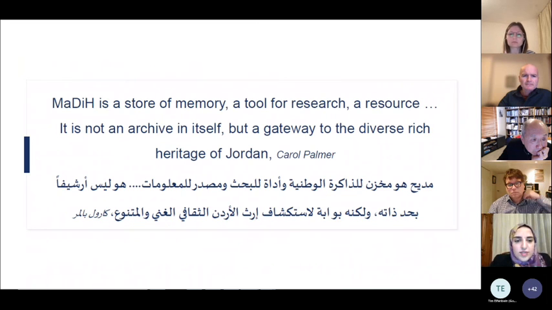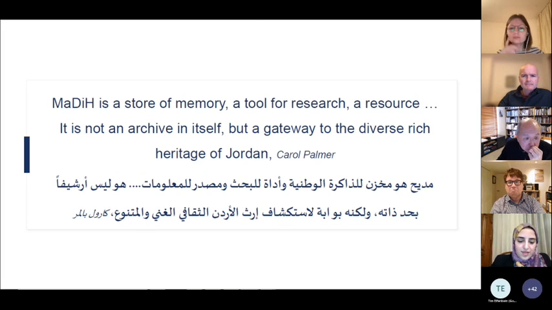To conclude, MaDiH is a store of memory, a tool for research, a resource. It's not an archive in itself, but a gateway to the diverse, rich heritage of Jordan. Hopefully, if we build upon what we have done for now, it will be the start of a database that has all the content on Jordanian cultural heritage and can be used by everyone for research, for tourism purposes, for development, for decision making. And this is what we have aimed for from the start. Thank you very much.